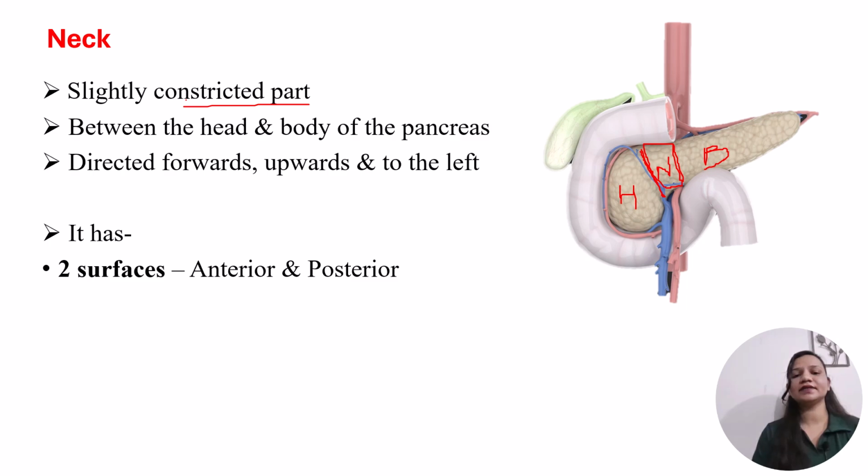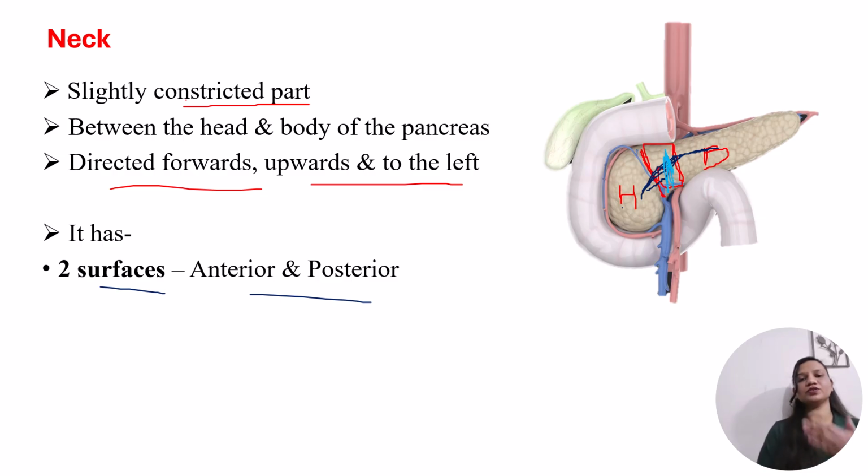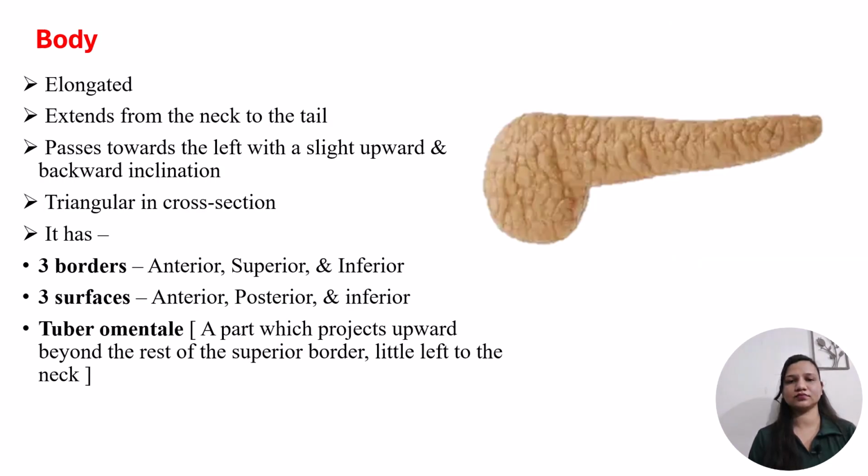And it is directed forward, upward and to the left. As you can appreciate here in this picture, it is forward, slightly upward, and towards the left. And the neck has two surfaces, anterior and posterior surface. The surface which is present anteriorly is the anterior surface, and the one which is present posteriorly is the posterior surface.